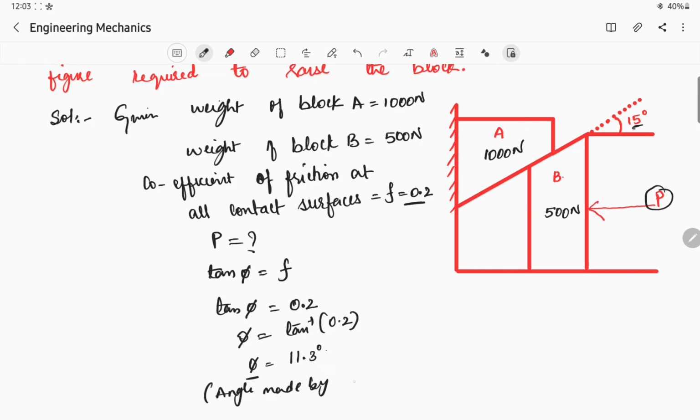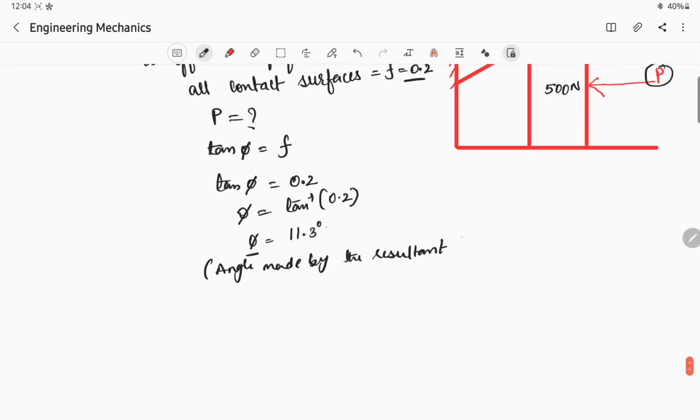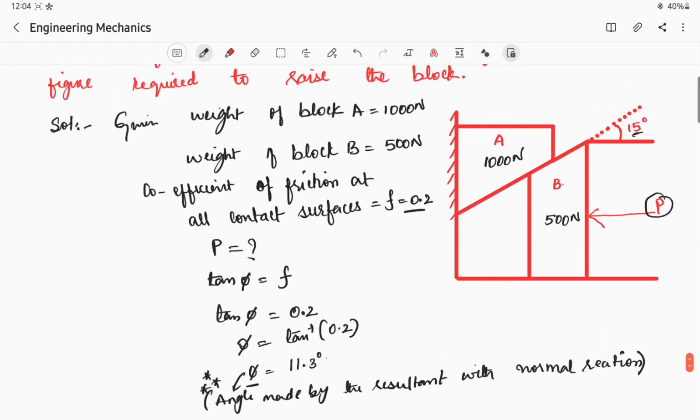Phi is the angle made by the resultant with normal reaction. Okay, very important point. Phi is the angle made by the resultant with normal reaction. So we'll consider this block only.